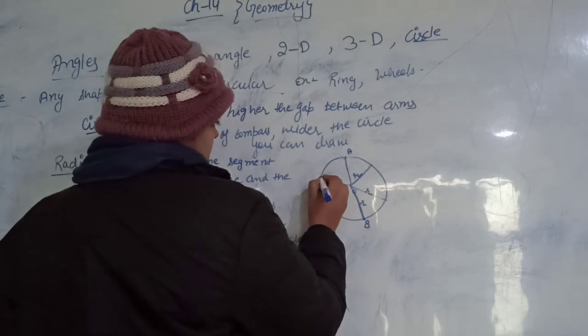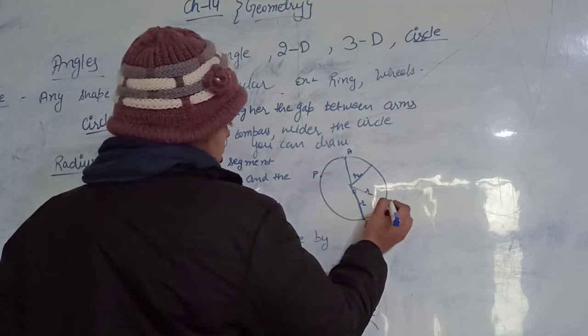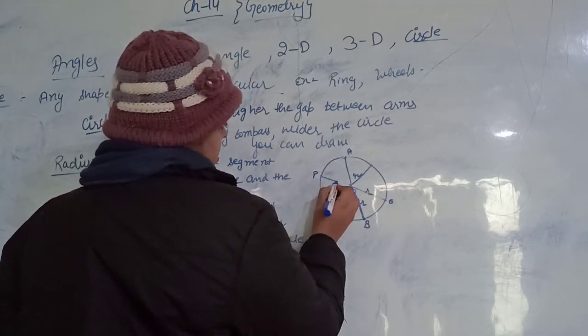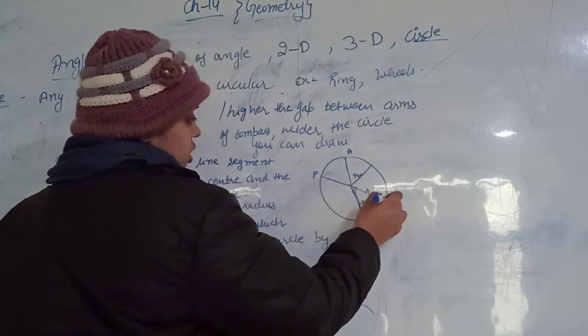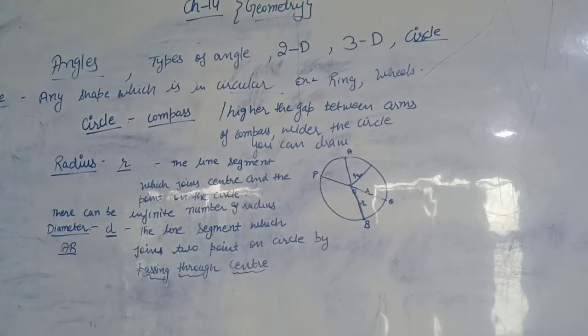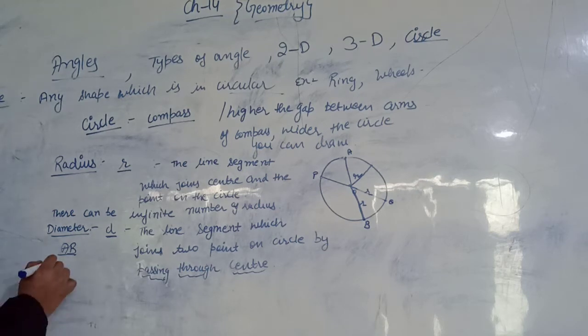Like this, here is P and here is Q. If I join this, then this PQ will become the diameter. What will this PQ be? Diameter. Because it joins two points and the main point is that it passes through the center. So here PQ is also the diameter.